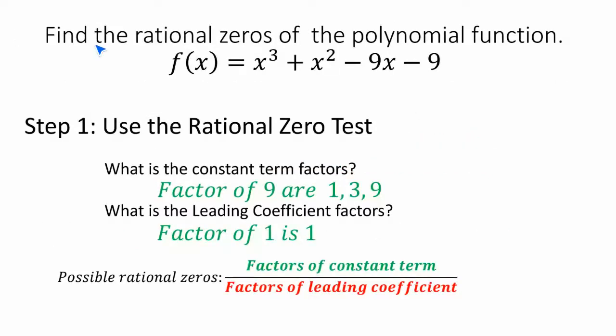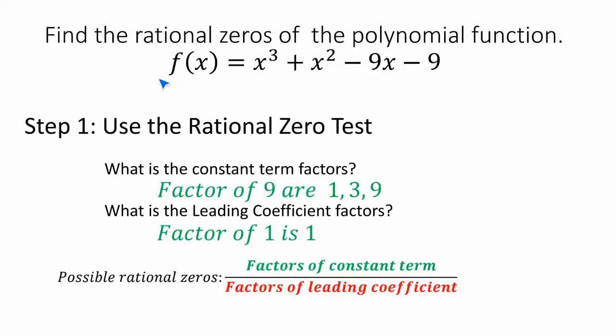Find the rational zeros of the polynomial function f of x equals x cubed plus x squared minus 9x minus 9. Since this has 4 terms, you can try to factor by grouping, but if that doesn't work, or if you're not familiar with factoring by grouping, then we can go to use the rational zero test. So my constant here is -9, and the factors of 9 are 1, 3, and 9. So these are all the numbers you can multiply to give you a 9. But we're going to include the negative as well in there. You'll see that in a second.